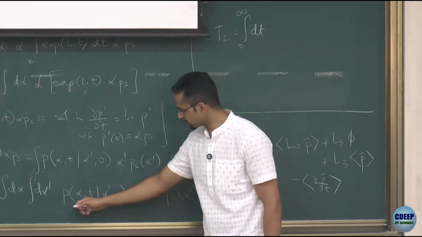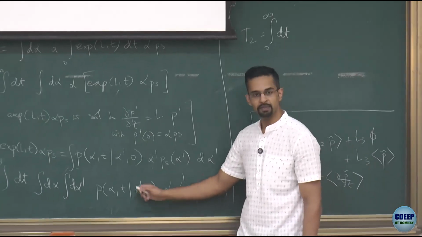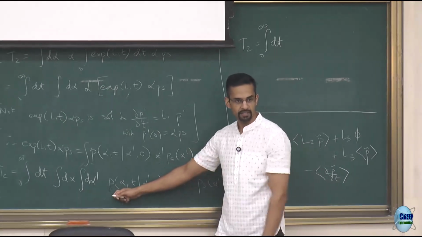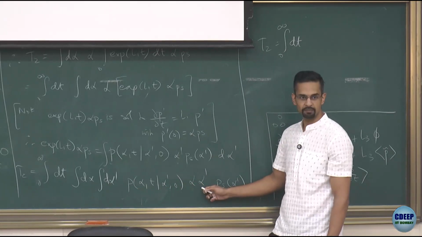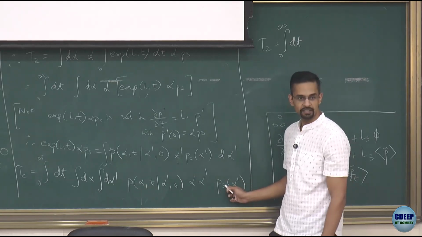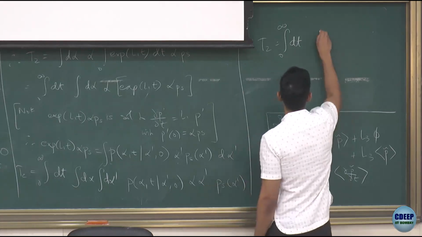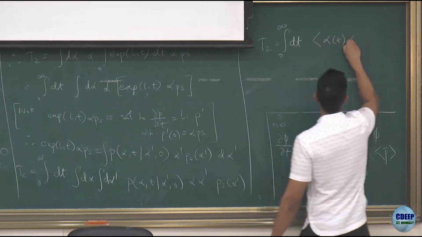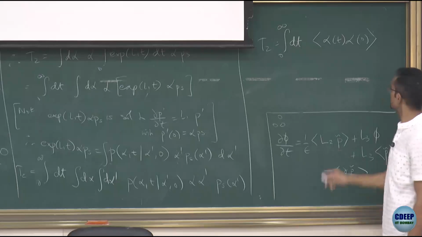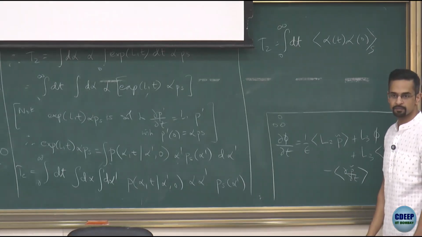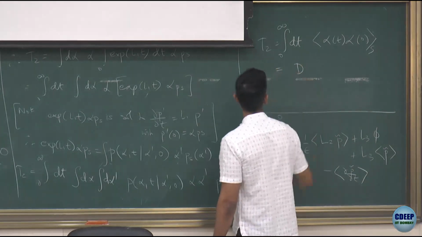So you see what integral it is? I'm taking the conditional distribution of starting at alpha prime and going to alpha at time t later. That property is multiplied by alpha prime and then averaged over the stationary state. So this is nothing but the autocorrelation. So this is exactly alpha of t alpha of 0 over the stationary state. And this, by our definition in the beginning, is D.